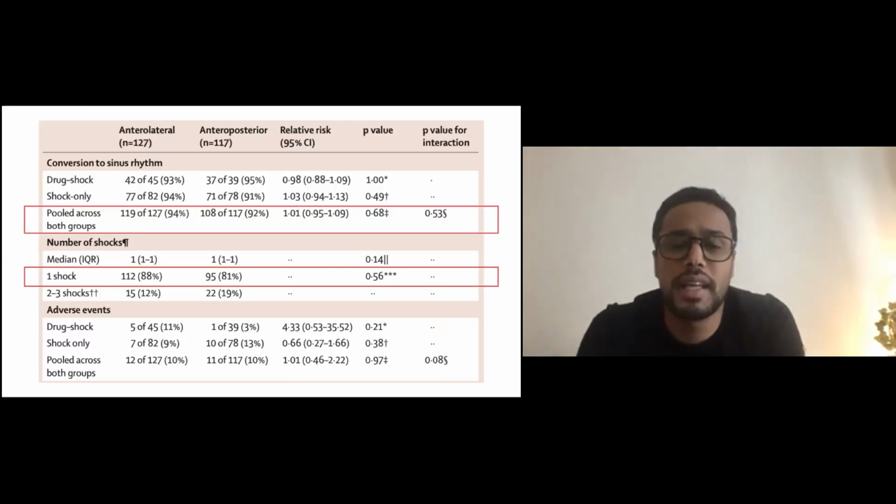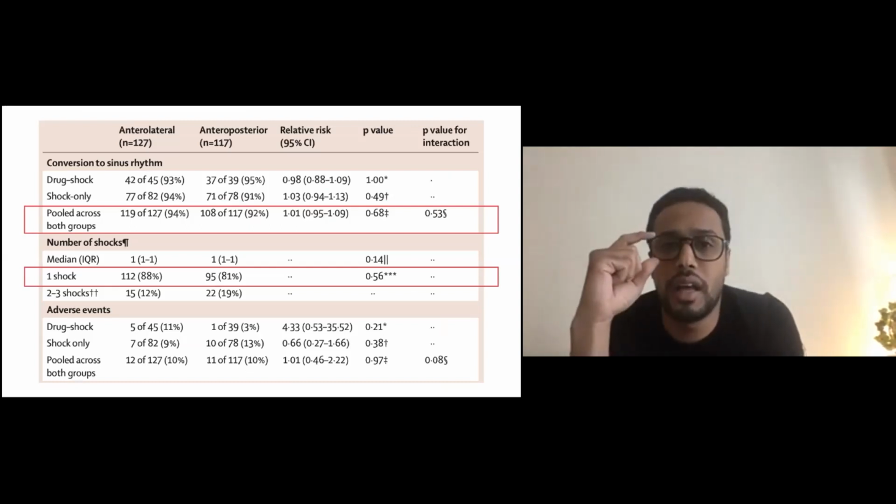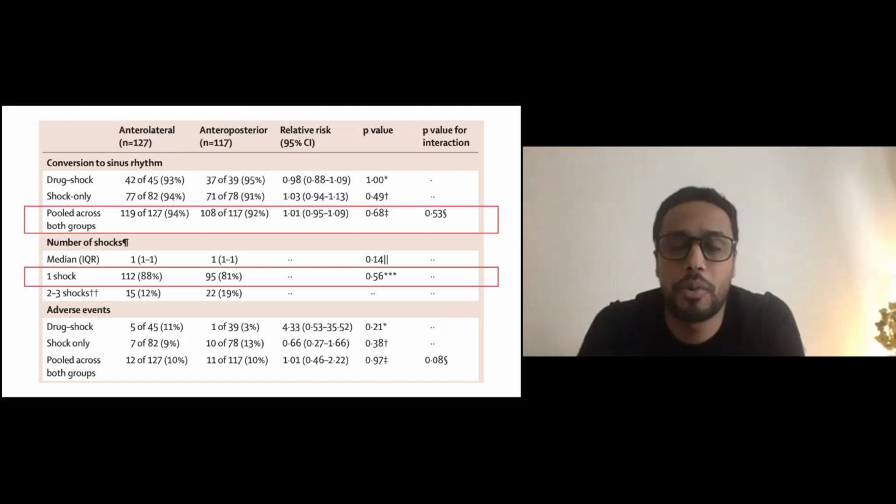Also, for the second randomization, comparing the anterolateral approach with the anterior-posterior approach for the electrical cardioversion, it was similar in both groups, with 94% and 92%. And as we can see from the first shock, in the anterolateral group it was 88%, and in the anterior-posterior group it was 81%.